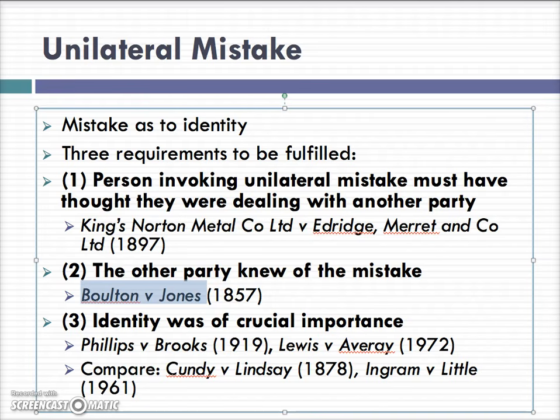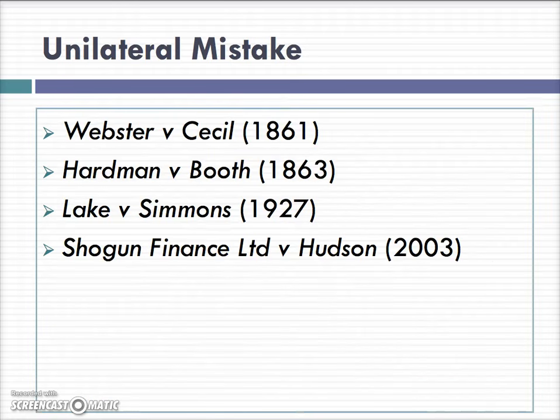In this case, the court held that the identity was of crucial importance and that the contract was void for mistake. This is a very controversial decision because it flies in the face of both Phillips and Brooks and Lewis and Avery. But look at a few more unilateral mistake cases.